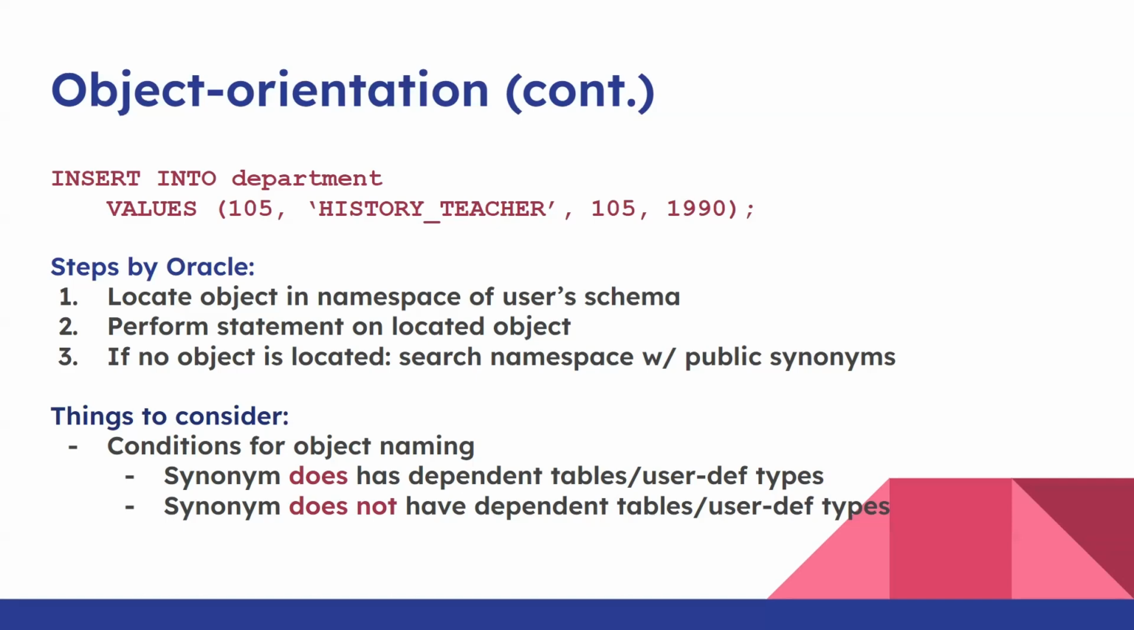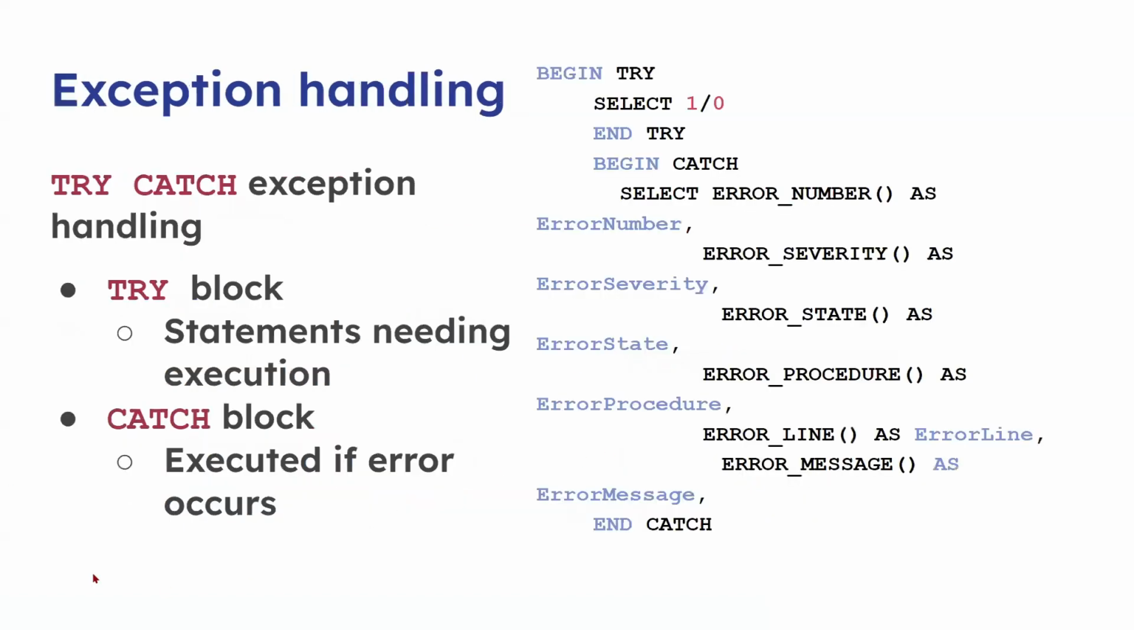You cannot create an object having the same name as the synonym in the same schema if a public synonym has any dependent tables or user-defined types. Also, another limitation to consider is that if a synonym does not have any dependent tables or user-defined types, you can create an object with the same name in the same schema as the dependent objects.